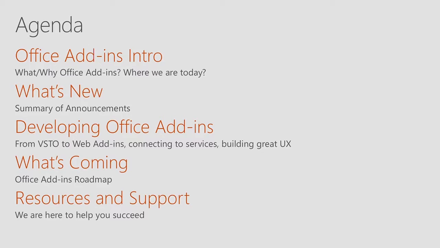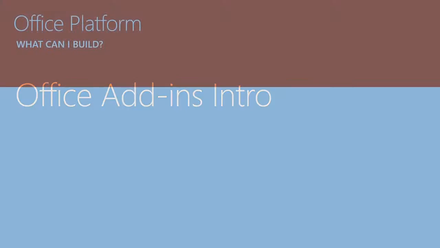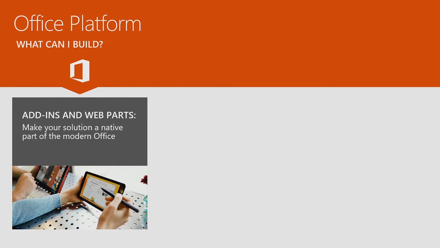Anyway, this is the agenda that we're going to cover today. I'm not going to read off the list, just give you an idea of the order of things here. Office add-ins intro. What are Office add-ins? Office add-ins fit into the three columns of the Office platform, right here in the first part, the add-ins and web parts. The whole point of an Office add-in is to bring your solution into Office where users are working every day, okay?